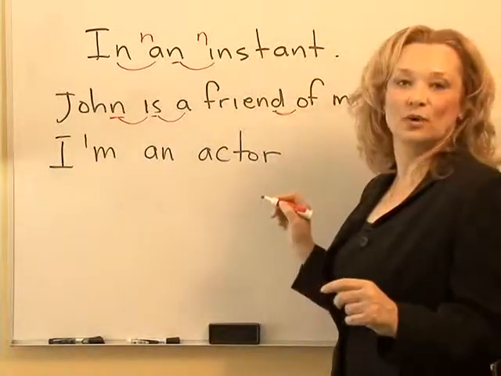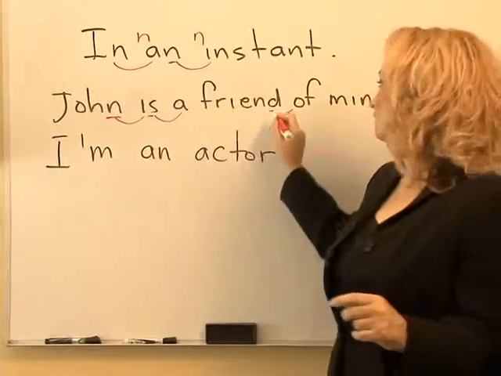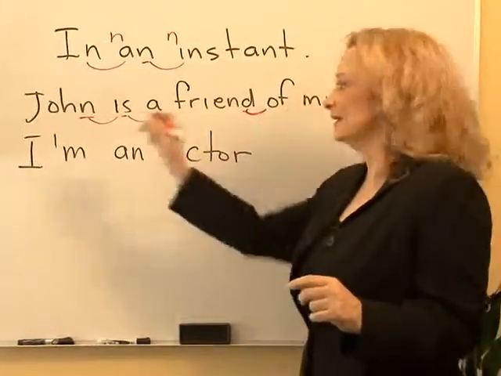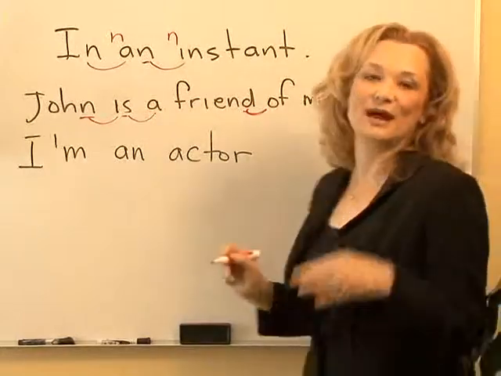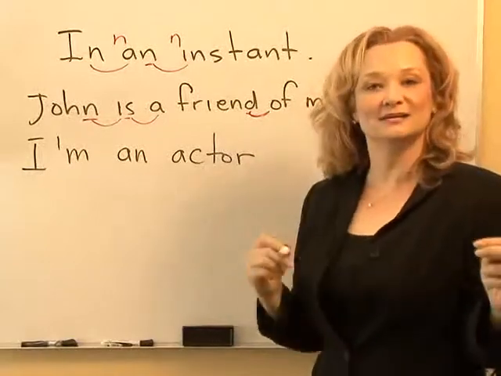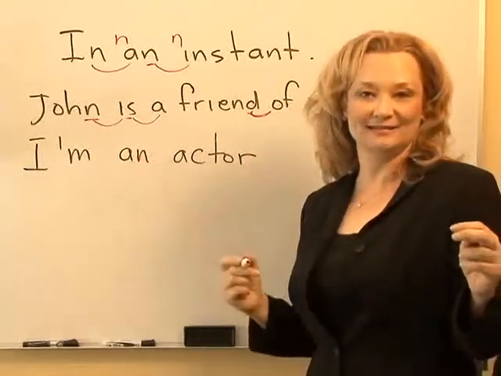Friend of. One more opportunity to link. We say friend of. Let's say the whole sentence together now, linked smoothly. John is a friend of mine. John is a friend of mine.